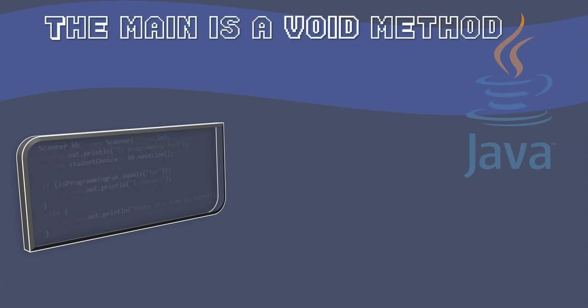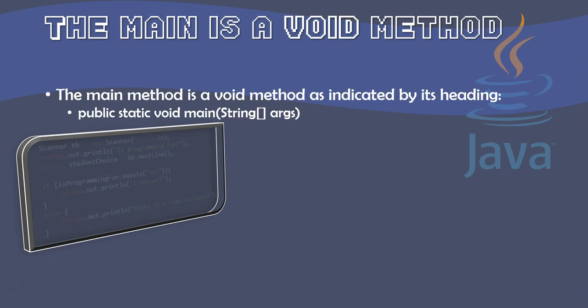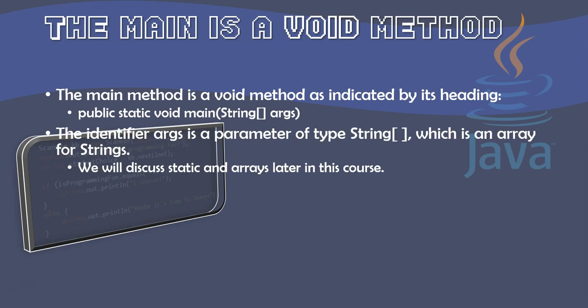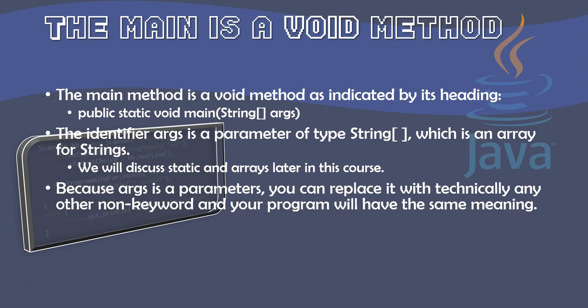And real quick, you might notice that the main method is actually a void method. We've seen this already. We've seen the heading public static void main string args, which means this is actually a special method that Java uses. The identifier args that we've seen is a parameter of type string array, and string array, of course, is an array for strings. And we'll discuss what it means to have static and arrays later on in this course.